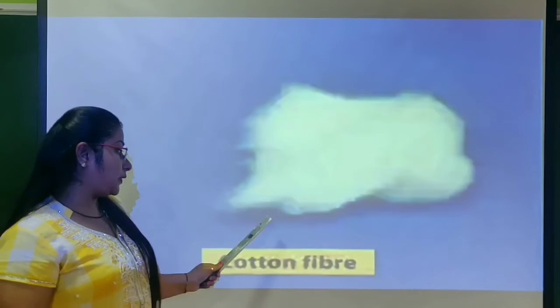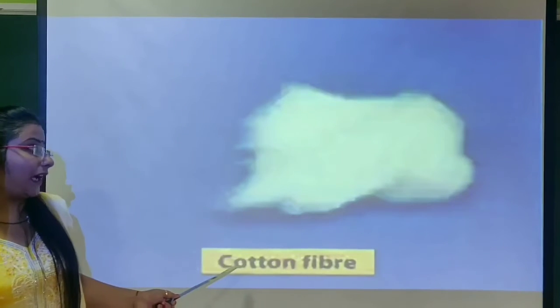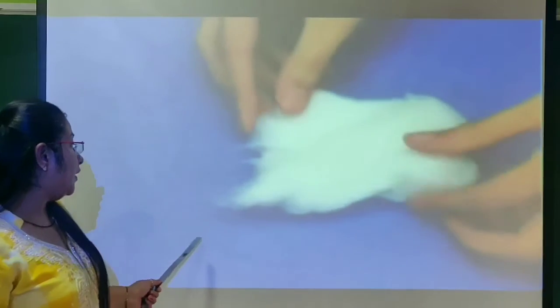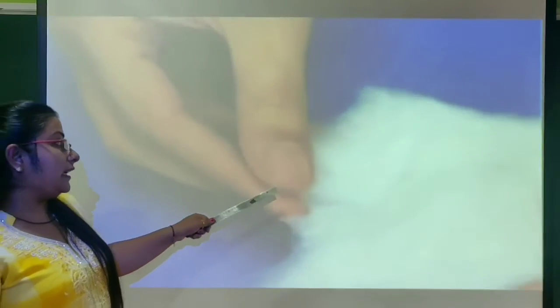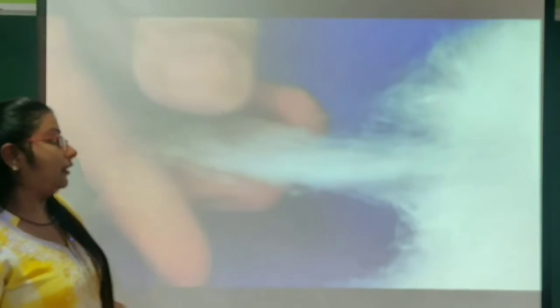Next, now you see in this picture, this is a cotton fiber. In this cotton fiber, he is using the cotton and stitching it. Now you see in this picture, he is twisting it, so they can form the thread.